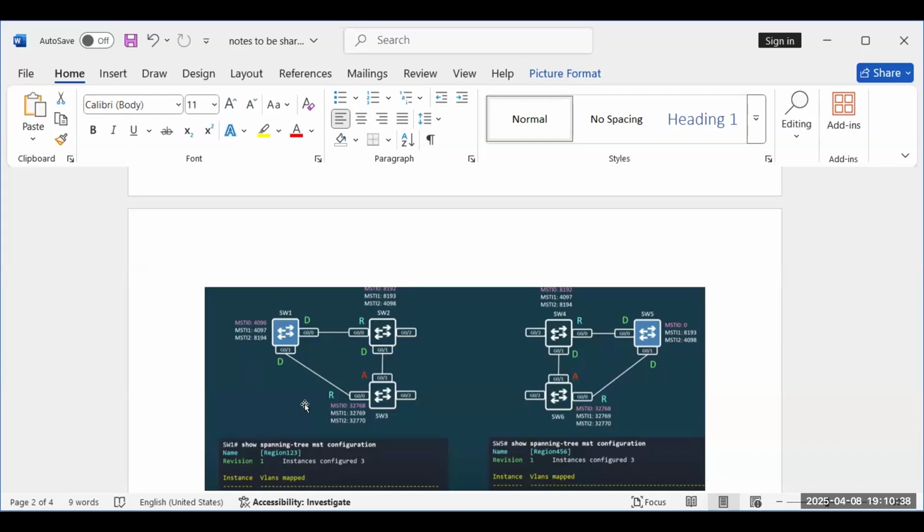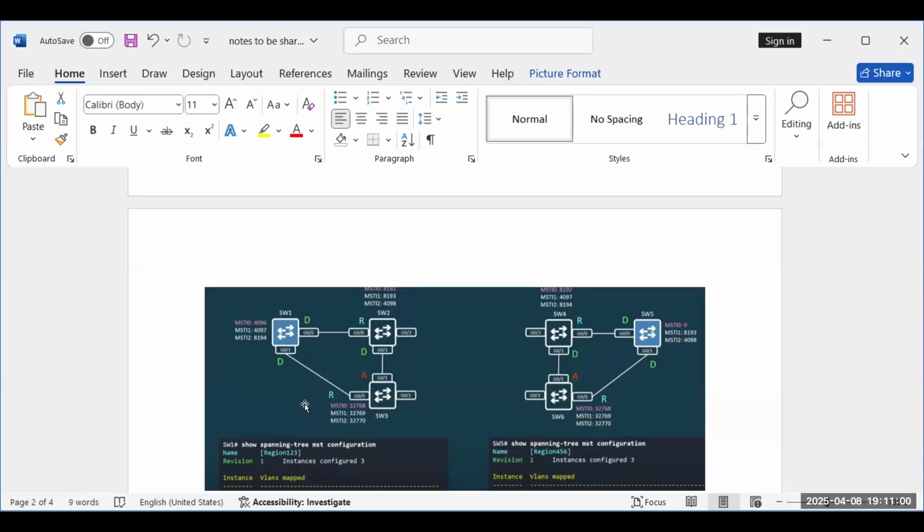Due to the network topology change, there will be a recalculation in the network and the convergence will happen. The network will be online.